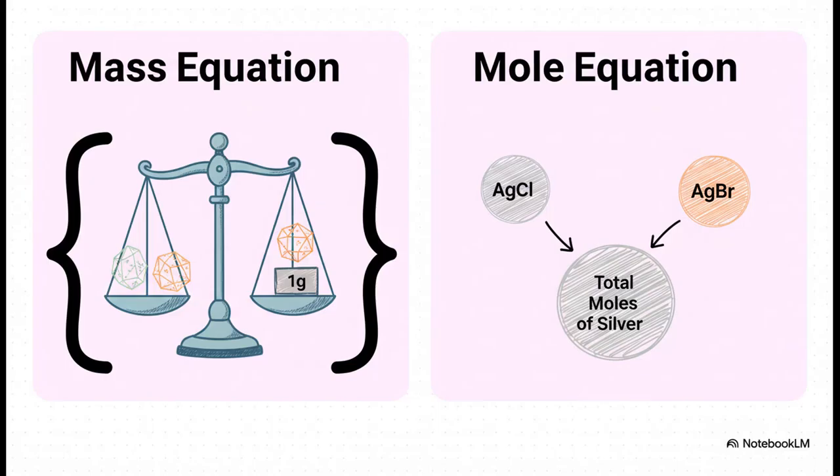Now here's our strategy. We have 2 things we don't know, right? The mass of the silver chloride and the mass of the silver bromide. And if you remember from algebra, to solve for two unknowns, you need two separate equations. The first one's pretty simple. We know their combined mass is just 1 gram. The second one, though, requires us to think in moles. The moles of silver that come from the silver chloride, plus the moles of silver from the silver bromide, have to add up to the total moles of silver that we have.